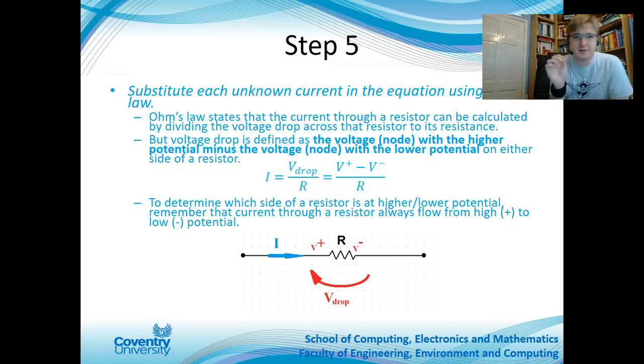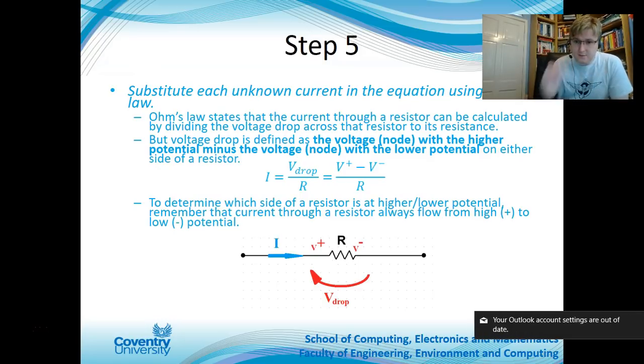Now we want to substitute each unknown current using Ohm's law. We know that Ohm's law is V equals IR, so I is V over R. So the voltage drop across each node is where you've got the high potential minus the lower potential, divided by the resistor value.